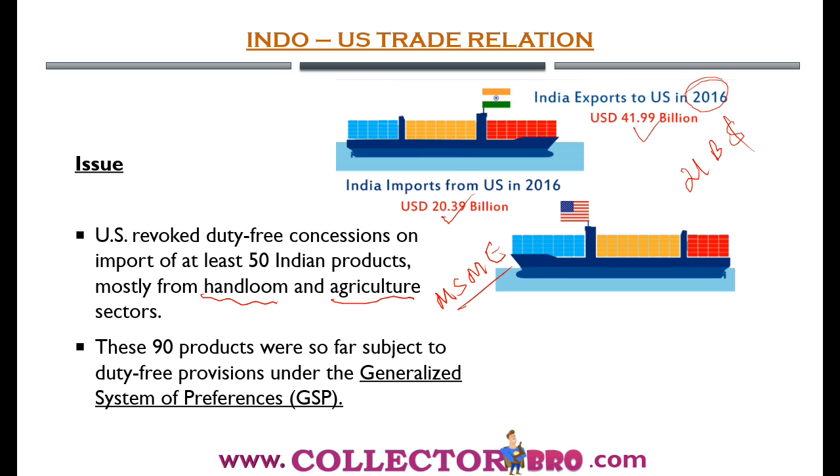Okay, now let's come to the second point. Of the 90 products on which the US has taken away the duty-free concession under the Generalized System of Preferences, 50 are Indian products, or 50 of these products are being exported from India. Now let's come to this point, that is the Generalized System of Preferences.